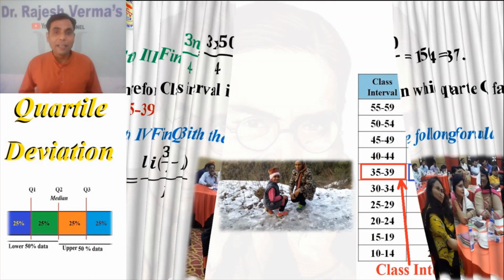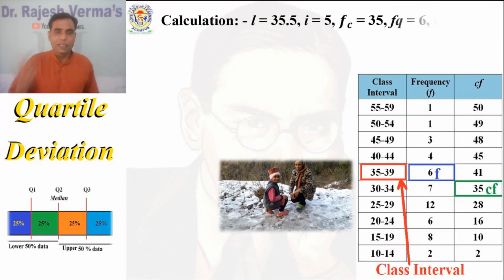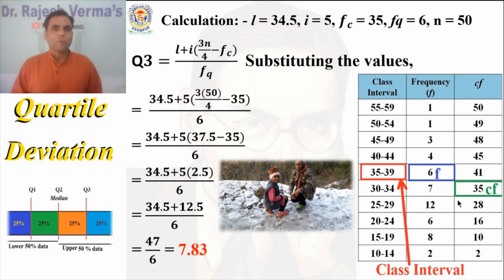Now you know what L is. Does it require on my part to explain L? Okay, I'll explain L. So, dear friends, we have calculated 3n by 4, and that answer was 37.5. You know 37.5 falls in this class interval, because 35 is less than 37.5. So your quartile 3 falls in the class interval 35 to 39. So, my dear friends, the exact lower limit in which the Q3 falls is 34.5.